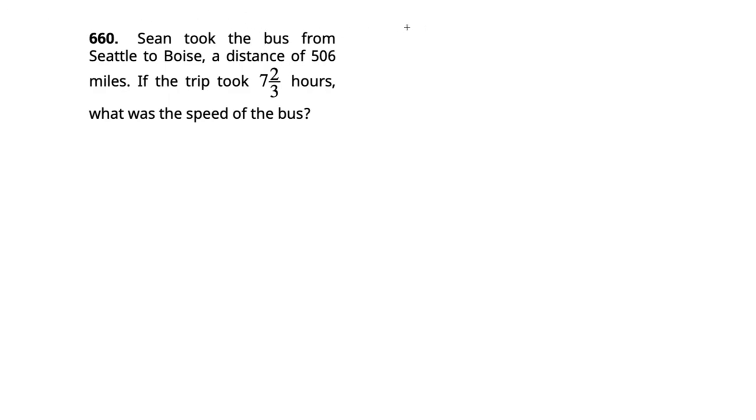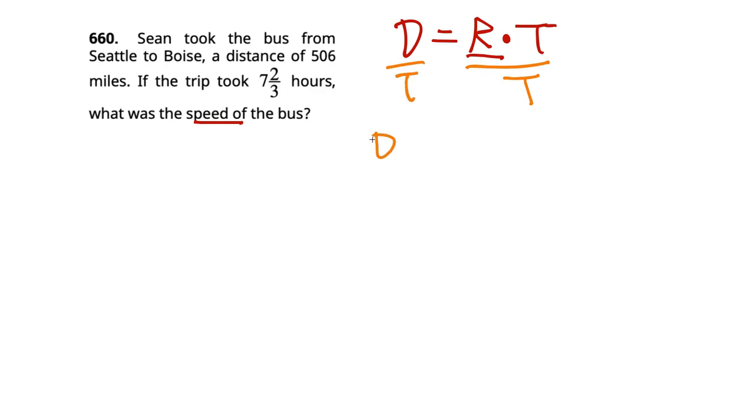So this is one of those DRT problems. I just call it DRT. There's another way to do this too. I don't want to introduce it quite yet. But distance equals rate times time. Speed is the same thing as rate, so that's what we're trying to solve for. Instead of multiplying by t, we just divide both sides by t. So we get d over t equals rate, or to be fancy, we can call it speed.